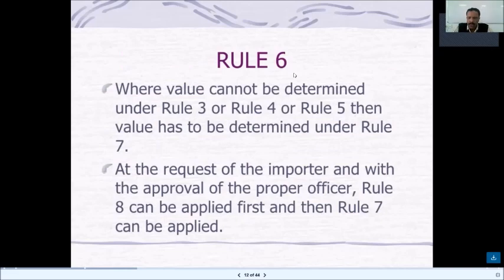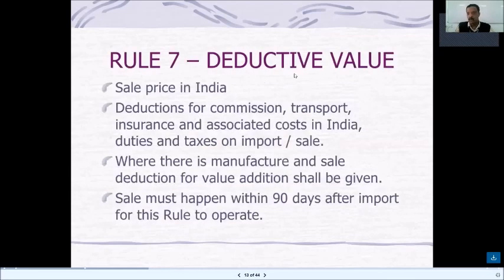Rule 6, where value cannot be determined under Rule 3 or Rule 4 or Rule 5, wherein we cannot determine any valuation under 3, 4 or 5, then value has to be determined under Rule 7 at the request of the importer and with the approval of the proper officer. Rule 8 can also be applied first, and then Rule 7 can be applied. So that is Rule number 6 on the other valuation. Rule 6 says that you have to apply Rule 7, or with proper approval, Rule 8. Let us look at what is Rule 7.